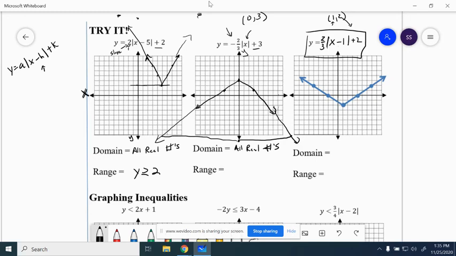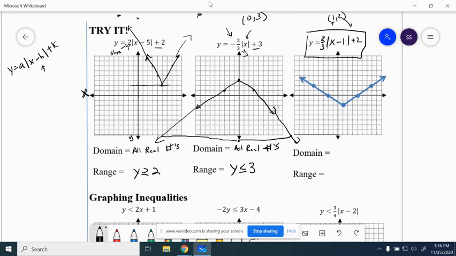So there isn't going to be a minimum value for y, but there is a max, which is going to be here at the vertex at positive 3. So y just has to be smaller than or equal to positive 3.